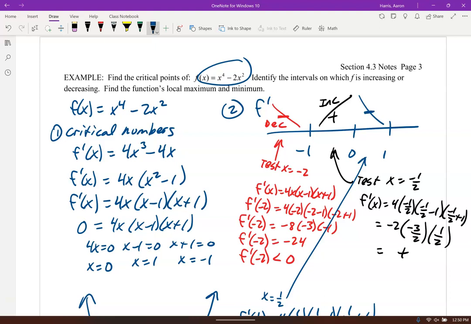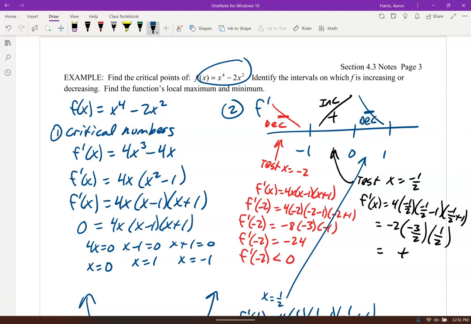And I just like to put the little slash on there to remind myself that the original function is decreasing there, right? It's showing me that the slopes of the tangents are negative. So the original function decreases between there.